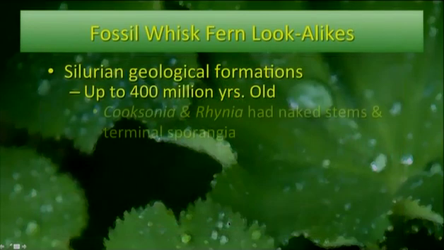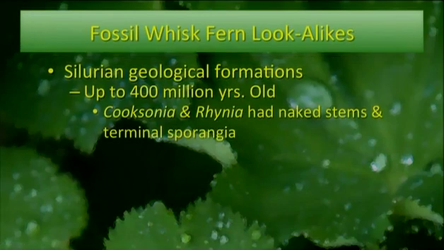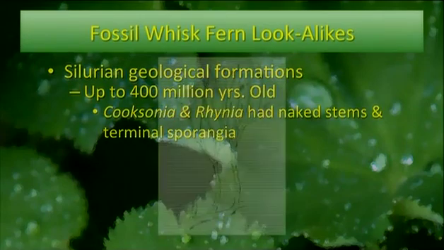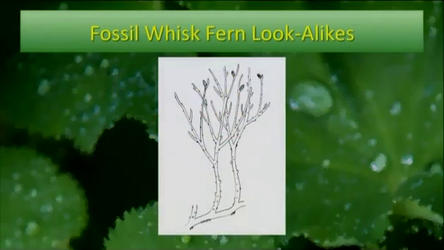And here you had Cooksonia and Rhynia. They had naked stems, photosynthetic stems probably, and terminal sporangia. Sounds a lot like Psilotum. And it looks a lot like Psilotum too. This is a reconstruction of Rhynia. So you can see the sporangia here. So you have these naked stems. You might even have venations.